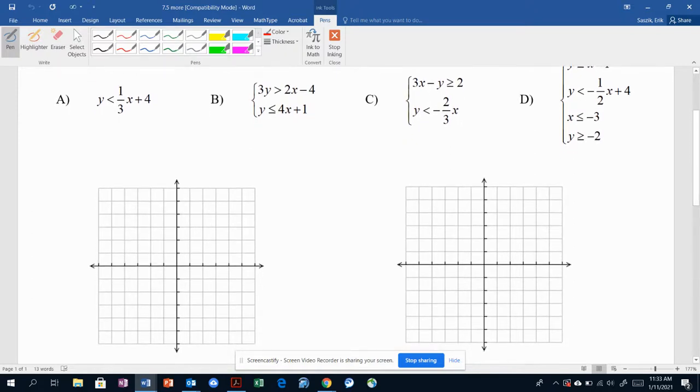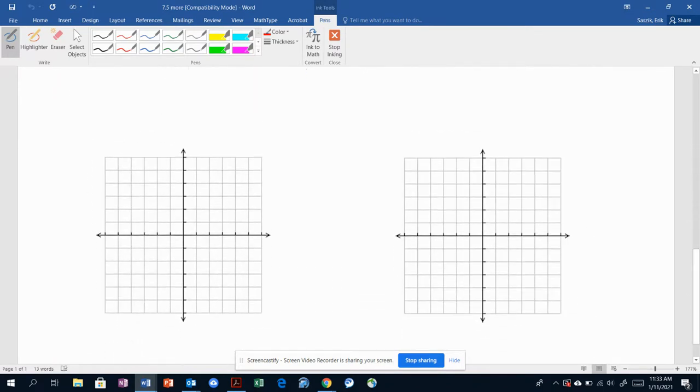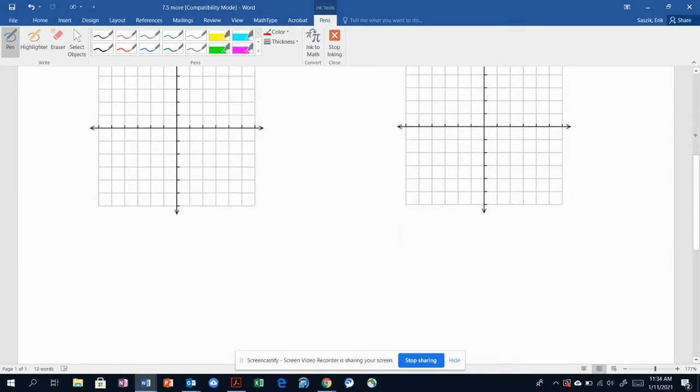The 4 is the y-intercept, 1/3 is the slope, and it said less than, right? So what was the y-intercept? 4, up 1/3. We'll go backwards, down 1, left 3. We would have to draw a dashed line, and I believe it said less than. So A would look like this. You'd have to shade below because it says less than. It would be a dashed line because it just said plain less than. Okay.